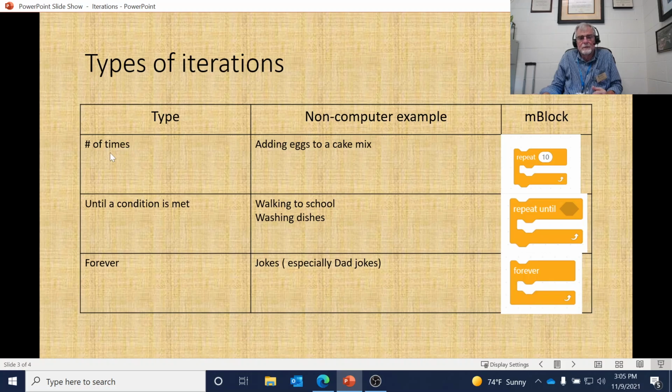Okay, you have the type where you do it a certain number of times, and a non-computer example is adding eggs to a cake mix. If you were to add 3 eggs to a cake mix, you would crack open each of them individually, one at a time, and then you'd add it to the mix. Otherwise, you might get eggshells in your cake, which probably wouldn't taste too good. Now, over here, I have the M block that's the equivalent of that.